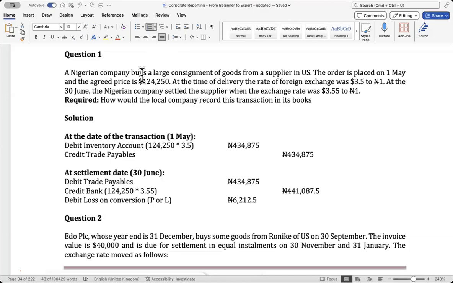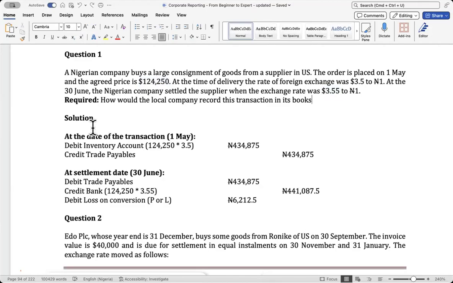So the first one here is talking about a Nigerian company that buys a large consignment of goods from a supplier in the US. The order is placed on 1st May, and the agreed price is $124,250. At the time of delivery, the rate of exchange was 3.5 naira to $1. And as at 30th June, the Nigerian company paid the supplier when the exchange rate was 3 naira 55 kobo to $1. How would the local company record this transaction in its books?